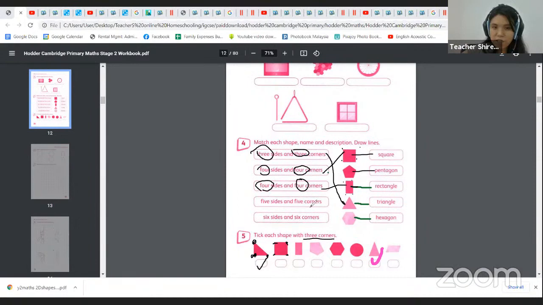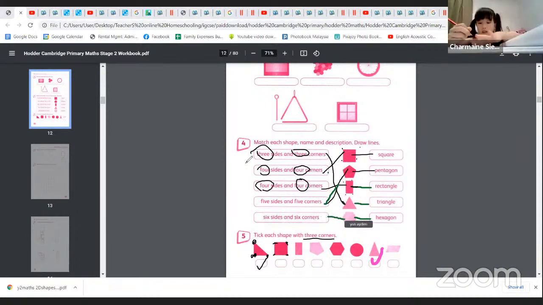5 sides and 5 corners. What is that? Pentagon. 6 and 6. Hexagon. Fantastic. Please write into your book.